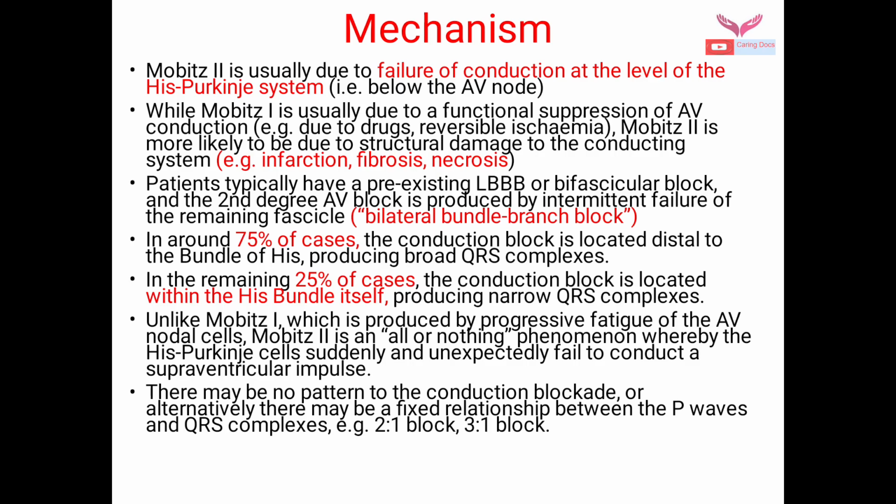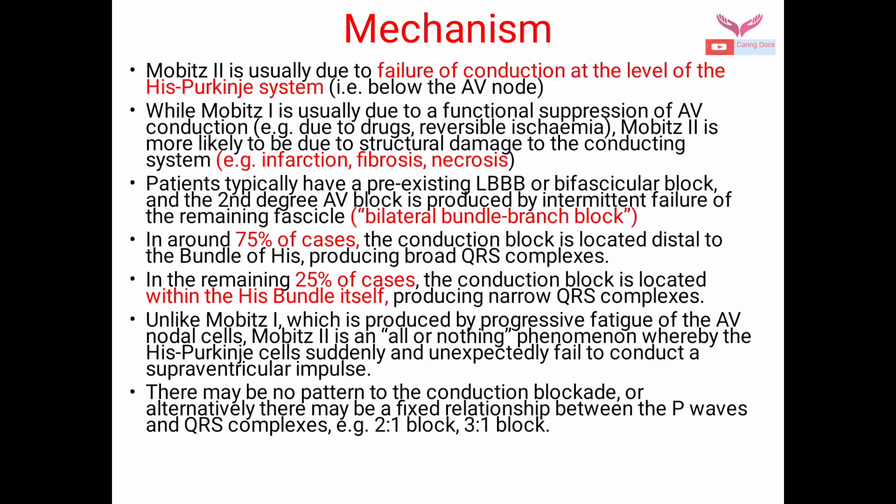Coming to the mechanism of type 2 Mobitz block, it is usually due to failure of conduction at the level of the His-Purkinje system, that is below the AV node. But in Mobitz type 1 it was due to functional suppression of the AV conduction due to drugs or reversible ischemia, and in Mobitz II it is more likely due to structural damage to the conducting system, that is infarction, fibrosis or necrosis. Patients typically have pre-existing left bundle branch block or bifascicular block, and the second degree AV block is produced by intermittent failure of the remaining fascicle, that is bilateral bundle branch block.